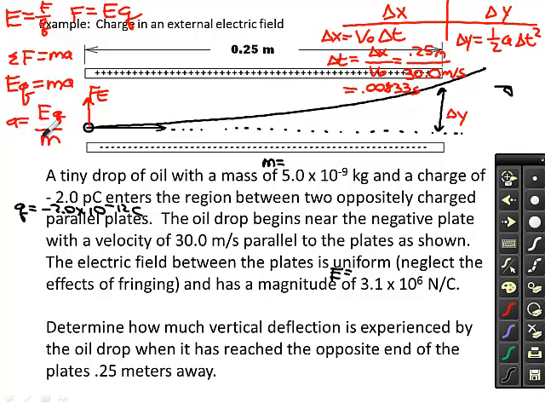So over here on the y side, finding delta y, we're going to say 1/2 the acceleration, EQ over M, times delta t squared, which we just calculated over on the x side. So that solves the problem.